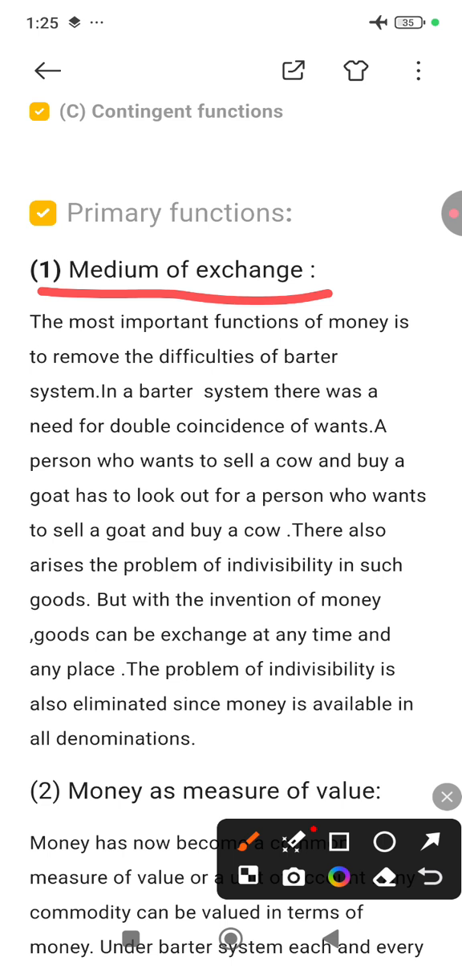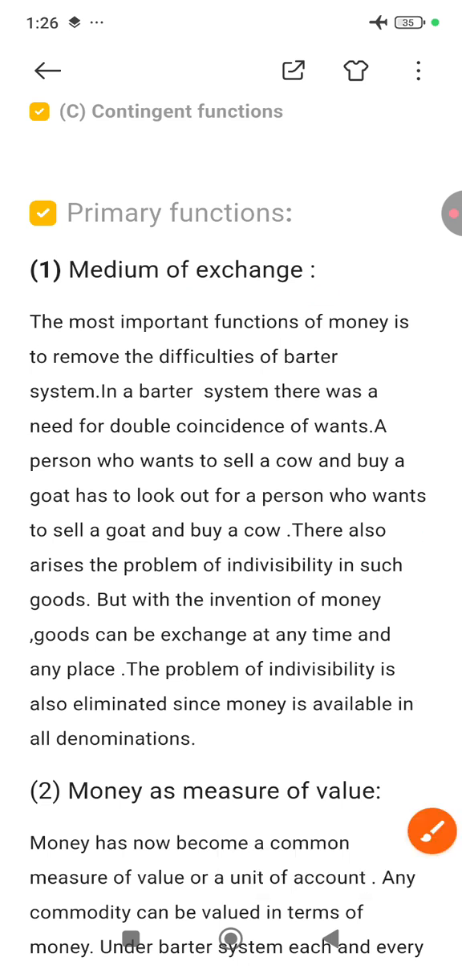A person who wants to sell a cow and buy a goat has to look out for a person who wants to sell his goat and buy a cow. So there also arises the problem of indivisibility in such goods. But with the invention of money, goods can be exchanged anytime and any place. The problem of indivisibility is also eliminated since money is available in all denominations. Okay.